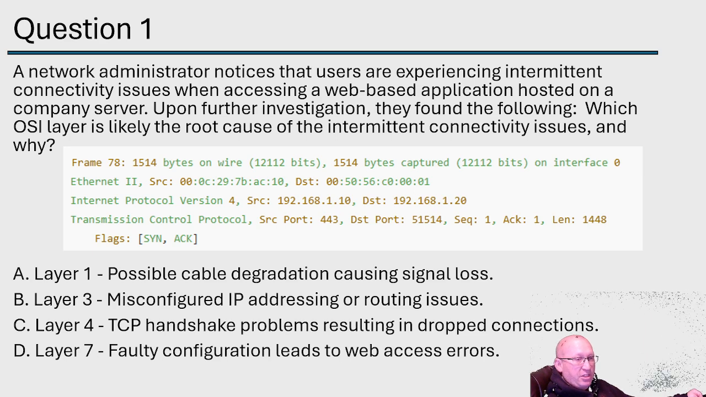All right, so let's start with layer 1. Possible cable degradation causing signal loss. If we look at Ethernet 2, that Ethernet 2 right there, we see a source and we see a destination, but there's nothing showing any type of error here. So I feel like we can get rid of that one as a possible answer.